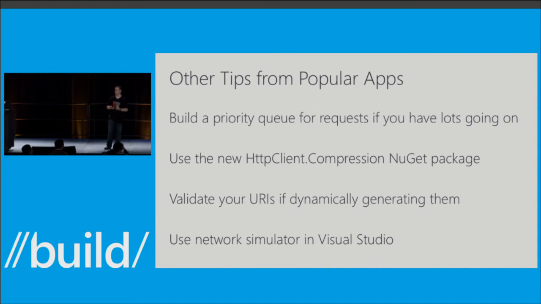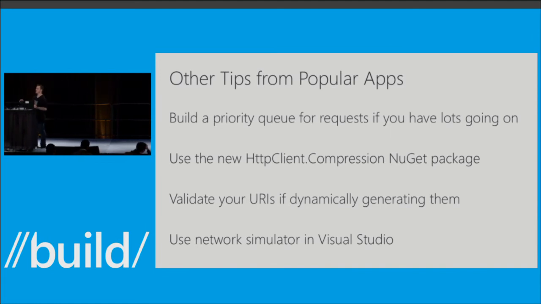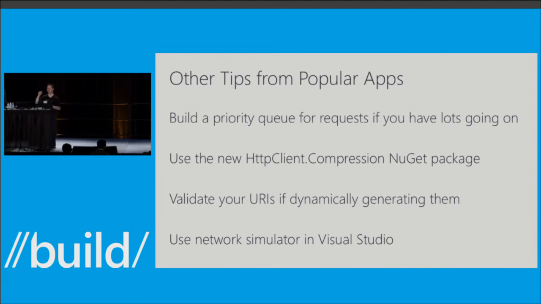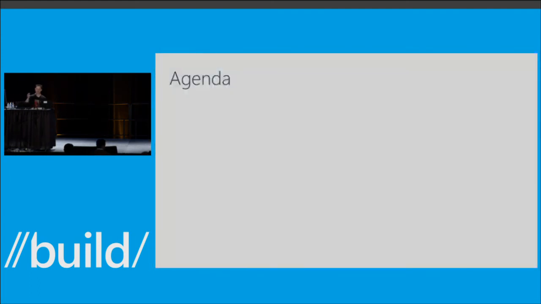And then finally, something I didn't show you today, but is a cool tool we have in Visual Studio, is the network simulator. So when you're using networking with the emulator, you can pretend that the network's gone down, or that it's a really slow network, or that it's dropping packets. And that really helps you test your app in different situations. And so that's basically it.